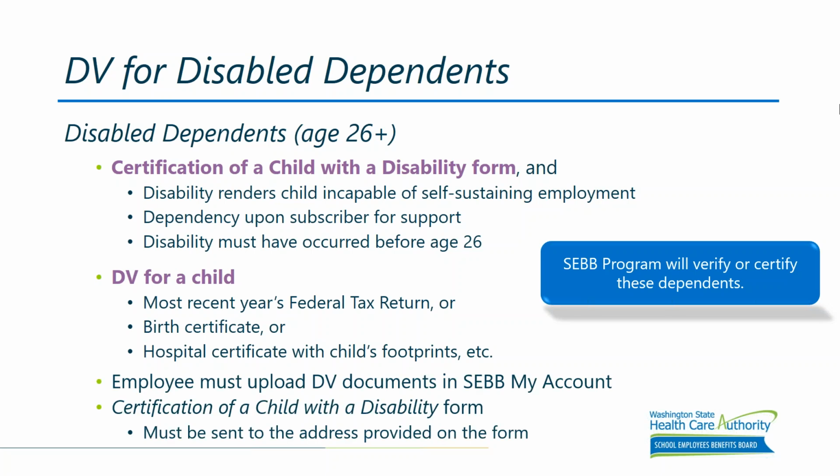Now, to provide that dependent verification, the employee will want to submit the dependent verification, so the federal tax return, birth certificate, and such, to SEBB My account. But the certification of a child with a disability form will have to be sent to the address that's provided on the form. It will either end up being sent to the employee or subscriber's health plan, or it will come straight to the SEBB program, and that will depend on what they're enrolling that dependent in.